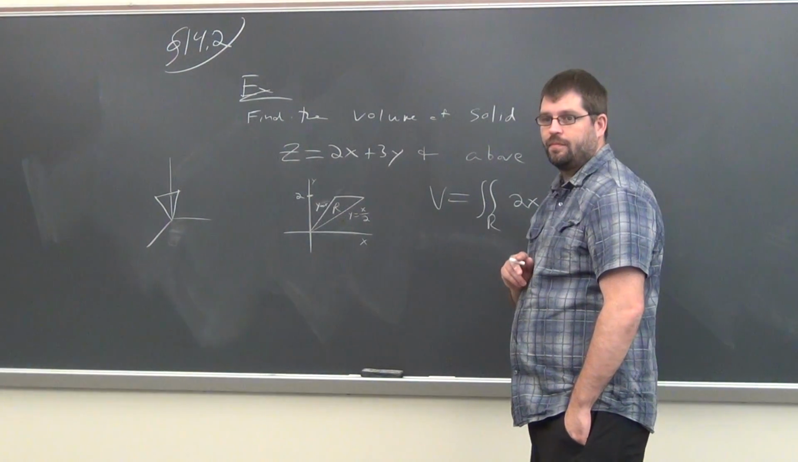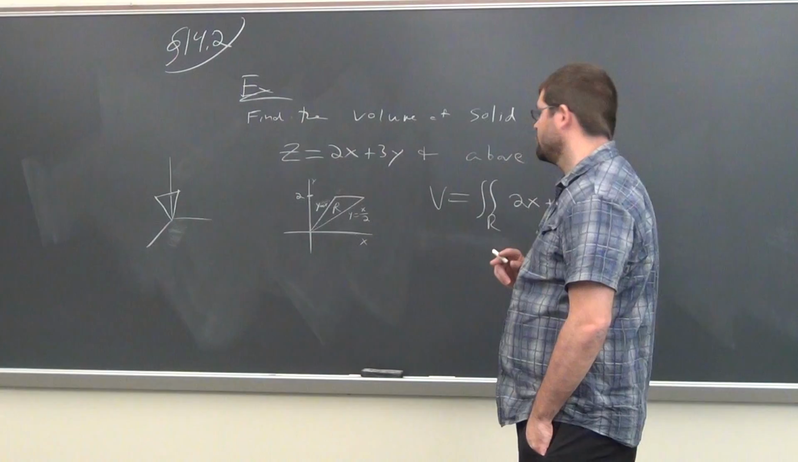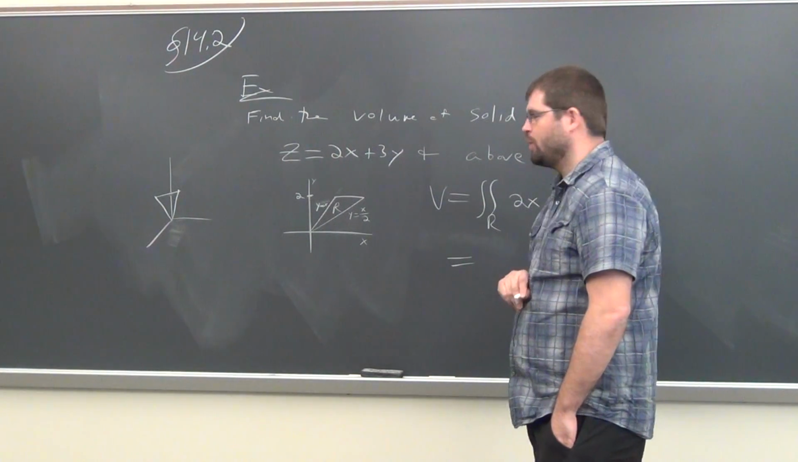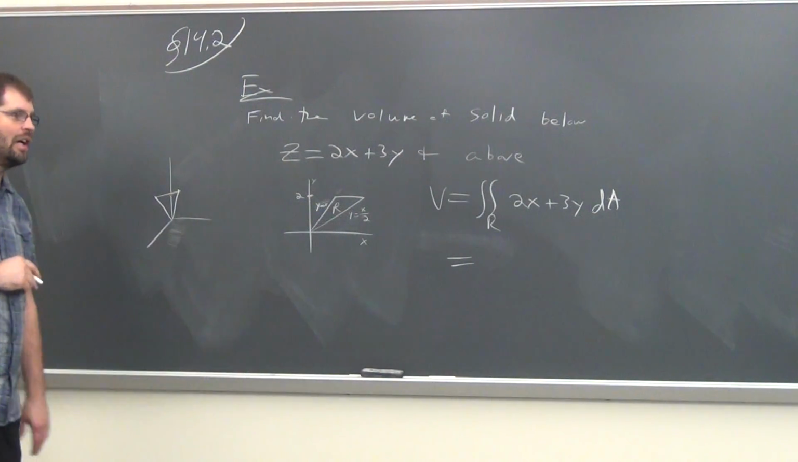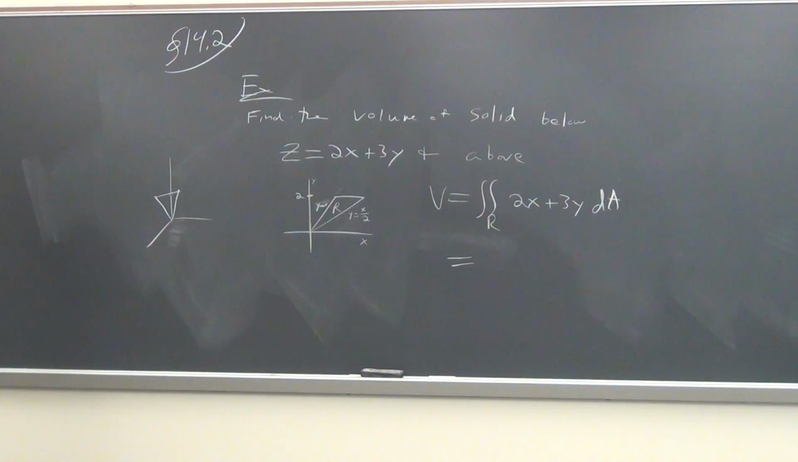So how would we do that? What would be the bounds? What would be the order of integration that makes the most sense? Do we want to do dy and then dx, or dx and then dy? Any thoughts on that? dy here. Okay, why dy then dx? Or the opposite, because we have the x.